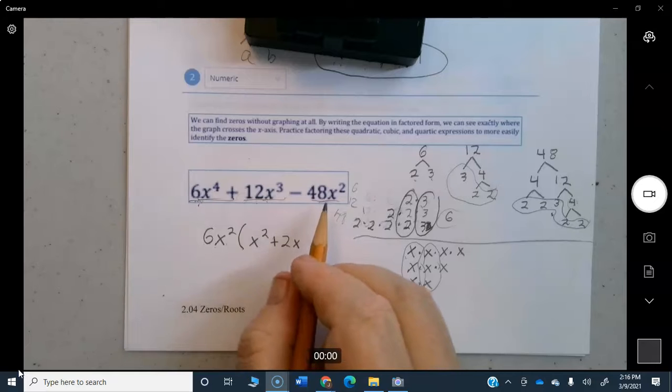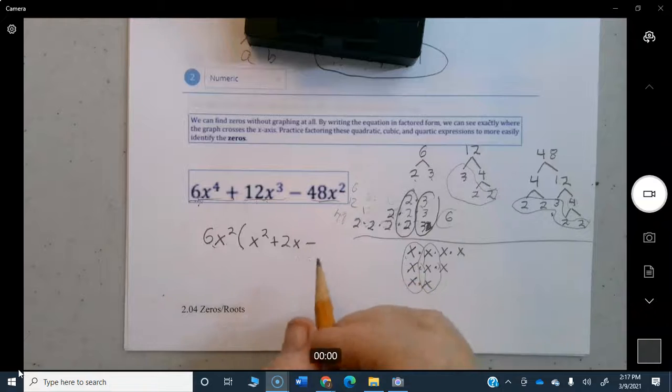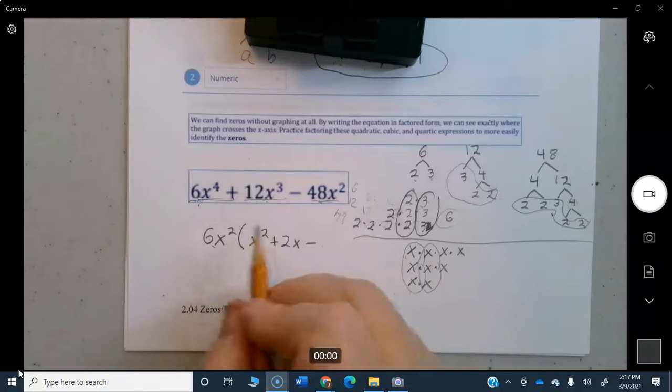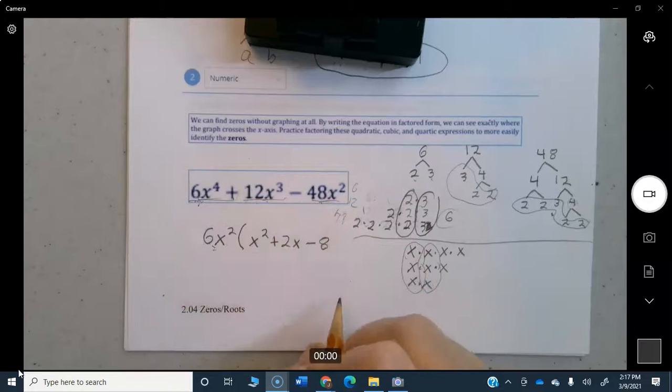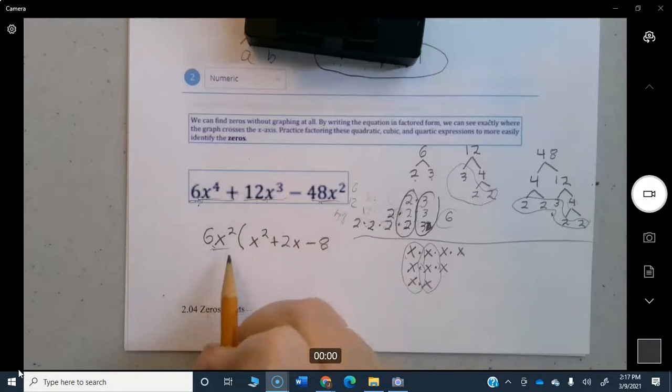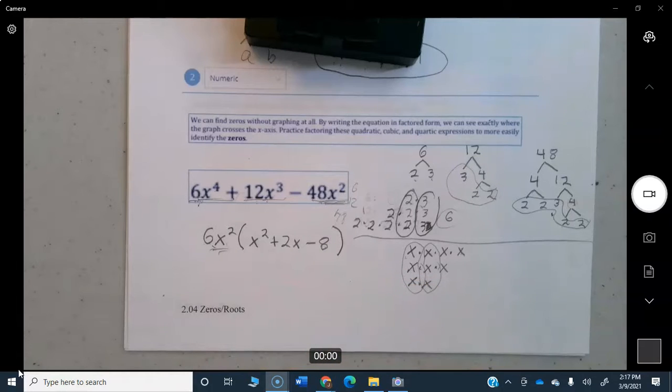And then finally, minus 48x, so it's negative. So 6 times what gives you 48? And the answer is, if you're not sure, just go on your calculator and divide 48 by 6 and you'll come up with 8. So 6 times 8 gives you 48, and there's x squared there, and you've already got x squared there, so you don't need to add any more x's. So there it is right there. Okay? All right.